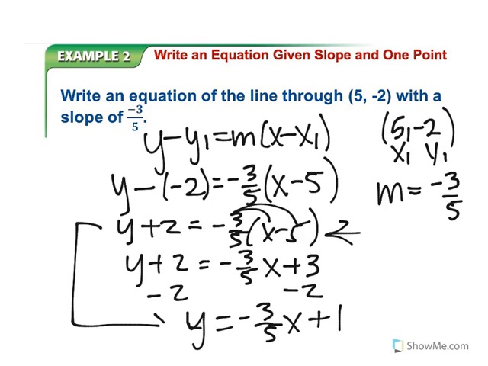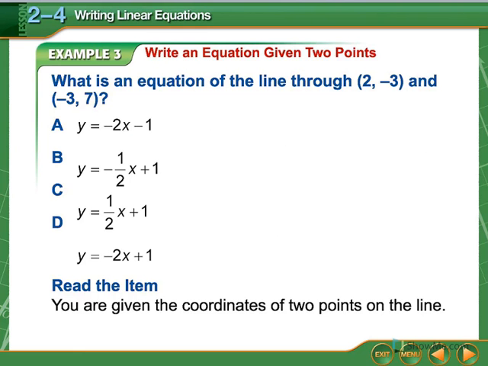This equation and this equation are the exact same thing, they just happen to be in two different forms. Now it's your turn. Example 3. What is the equation of the line through (2, -3) and (-3, 7)?